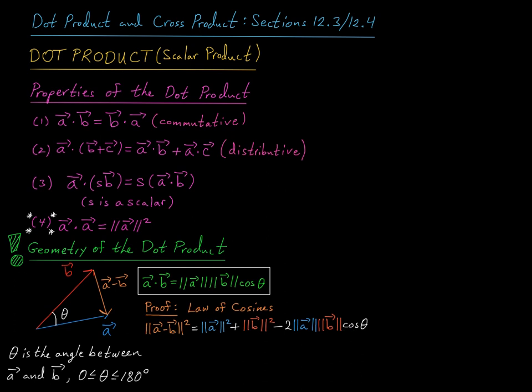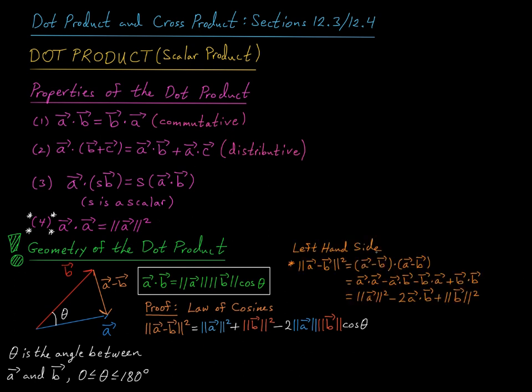All right, now what I'm going to do is rewrite this left-hand side using some of the properties above. First, using property 4 that says the dot product of any vector with itself is equal to the square of the magnitude, well, I have the square of the magnitude of A minus B. So from property 4, that's equal to the dot product of A minus B with itself. Now I can use the second property that says the dot product is distributive to open this up.